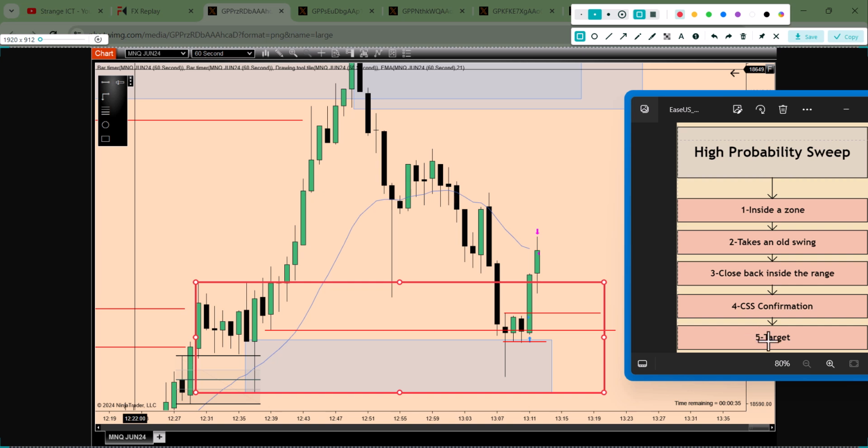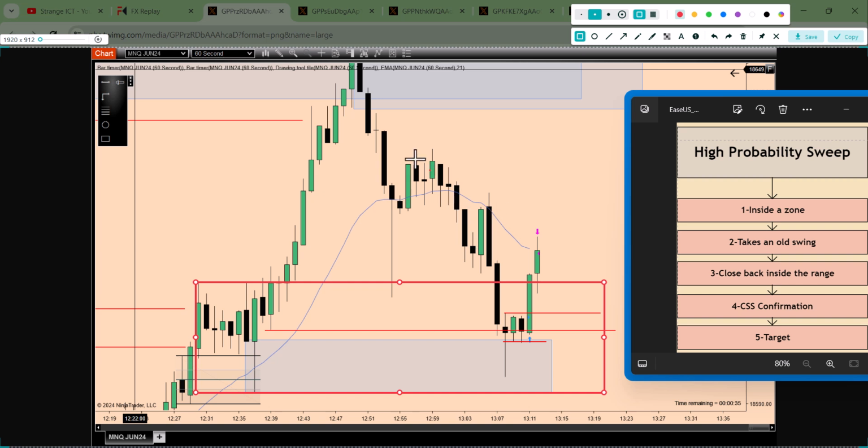And then finally, we need a target. A target, we have that here. We have this unmitigated zone. I told you that the target can be equal highs, right? In the forms of lower resistance liquidity or unmitigated zone. In this case, we have an unmitigated zone.